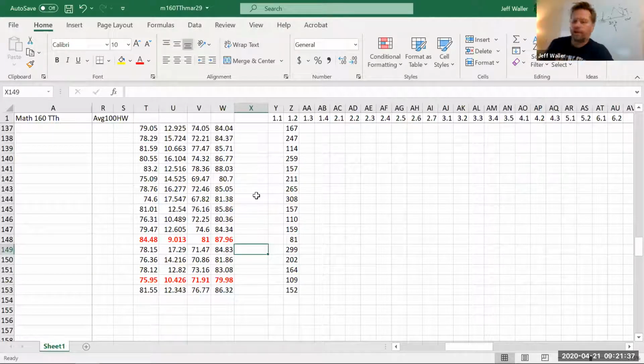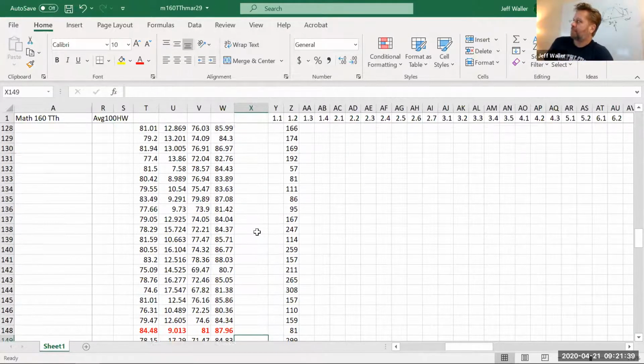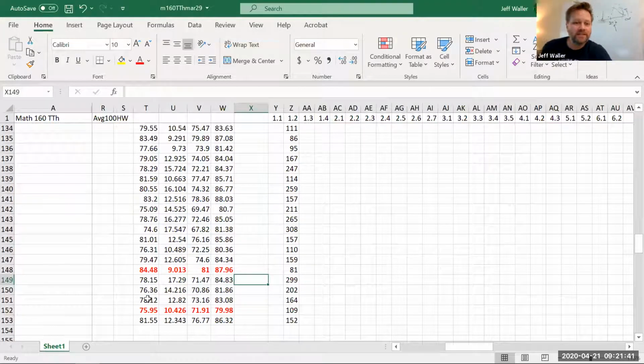2.8. And do you see how many red ones are there? 2. That's not bad. So on average, I would expect 2.8 confidence intervals constructed by 28 people to not catch the real mean. And I got 2 of you.